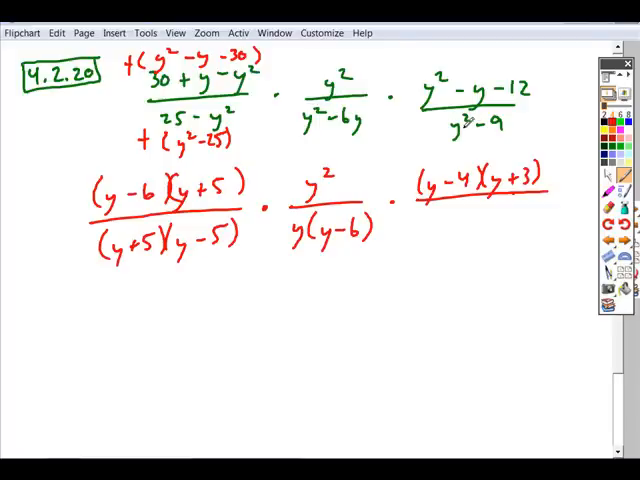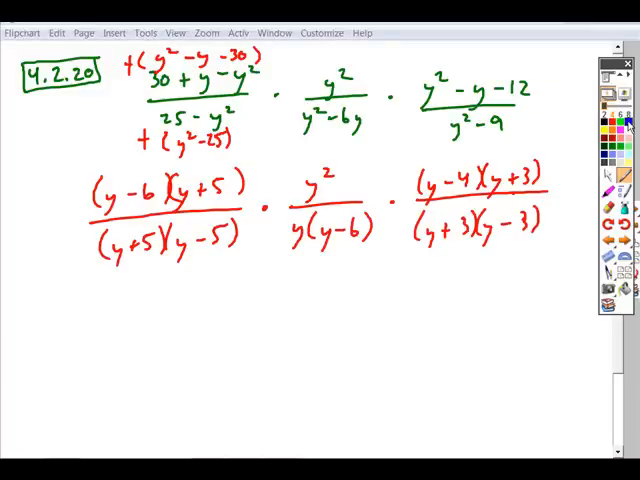And then the y squared minus 9 is once again a difference of squares, so it factors into the sum and difference of the terms being squared, which is 3. So y plus 3, y minus 3. Step 1 is to factor everything completely. Step 2 is to cancel any common factors.